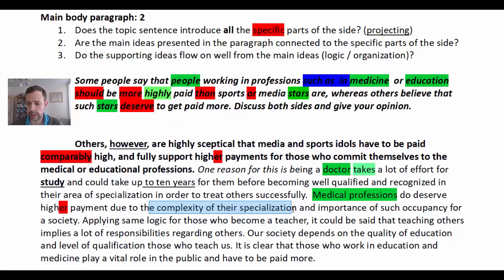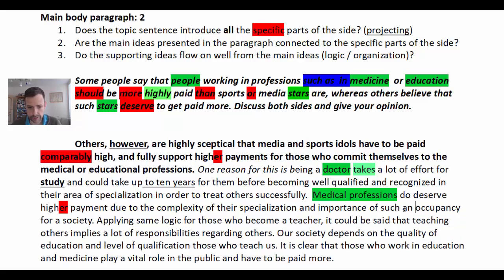Okay. So that's complexity. I mean, being an elite sports star, is that complex? Okay, maybe. We have to accept this. So it's not bad. An importance of such an occupancy for a society. Aha! For a society. Importance for society. Okay, so in the previous paragraph, the writer talked about how people like Madonna could get a lot of fans anytime, any place, and therefore they were very important for many people, or something like that.